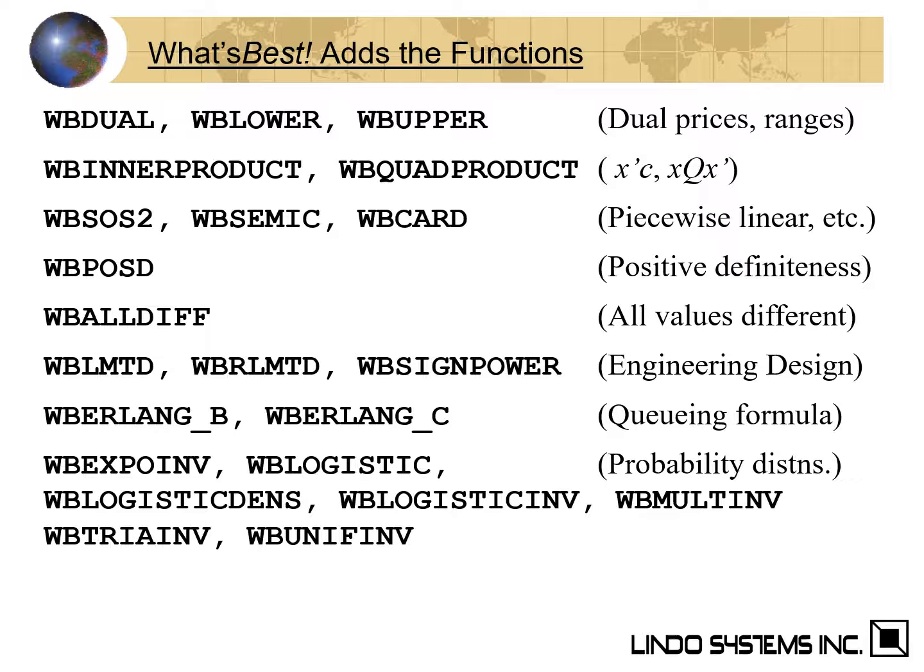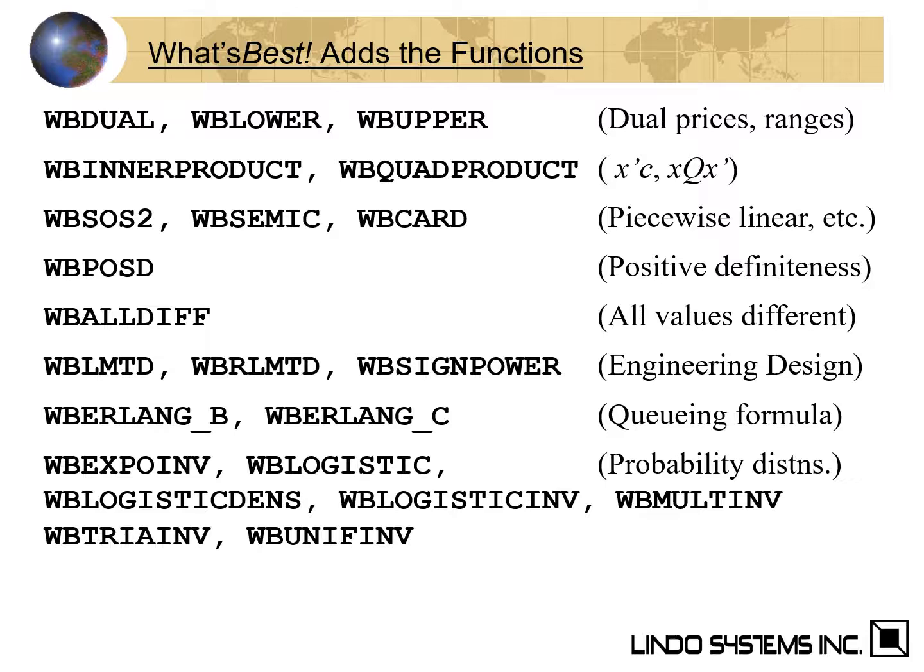There are various piecewise linear or semi-linear functions that we've added, and we'll talk about SOS2 shortly. Semi-continuous is useful if you say, if you buy anything, you have to buy at least 100 units. That's easy to describe using the WB semi-continuous function in What's Best. There's the positive definiteness constraint if you're estimating covariance matrices, which you can add.